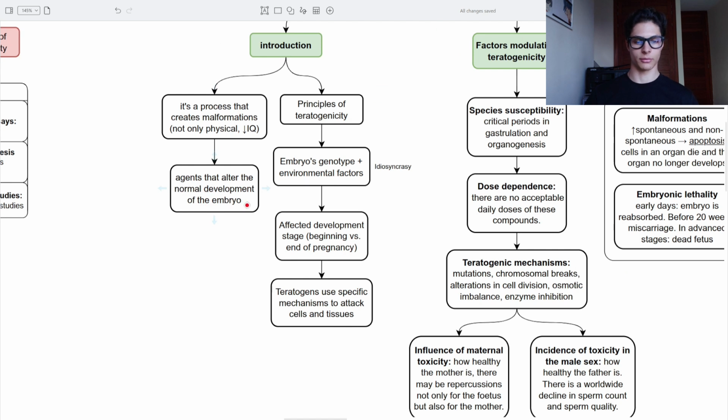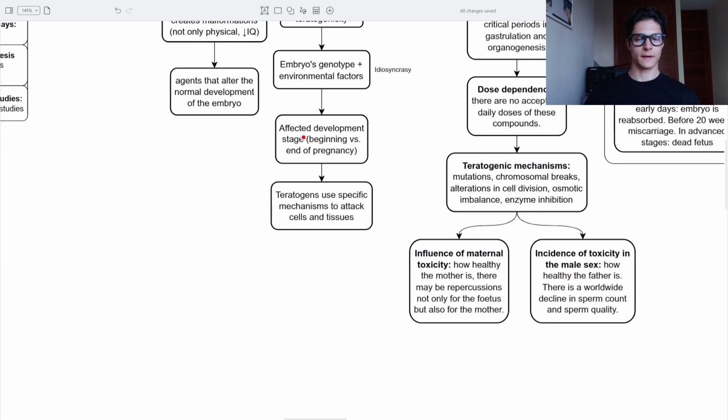are teratogens. The principles of teratogenicity are the embryo's genotype plus the environmental factors that are all around the individual, and also the idiosyncrasy of the individual. The affected development stage will differ, because it's not the same at the beginning versus the end of the pregnancy. Teratogens will use specific mechanisms to attack cells and tissues.